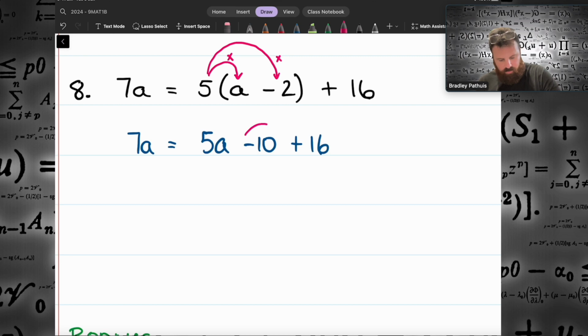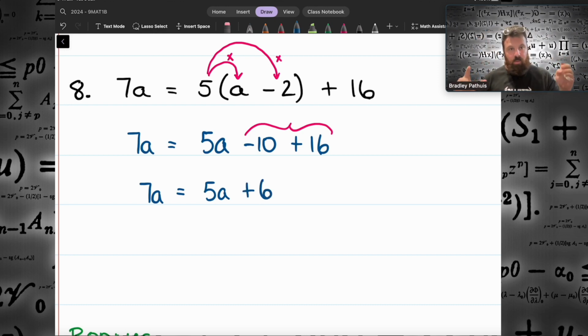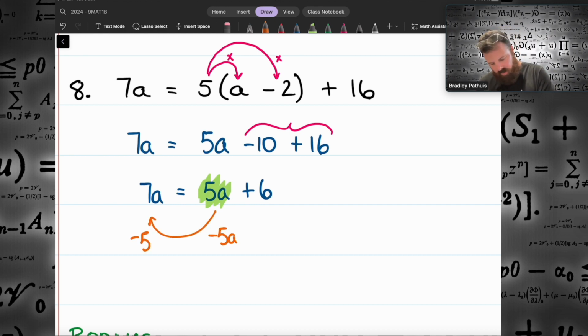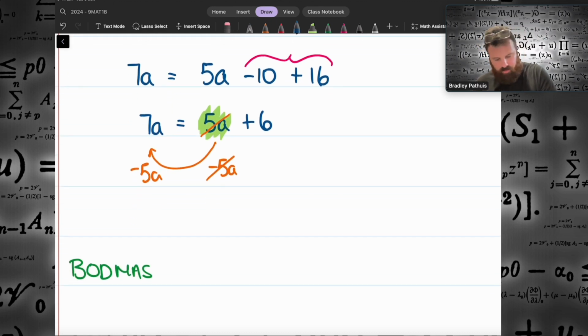And then I look, I can simplify those two together. -10 plus 16 gives me a number. So here I get 7A equals 5A plus 6 plus 6. Cool, I've simplified it. I've got the A out of the bracket. The lowest A there is 5A, so I'm going to move it across and take away 5A from both sides. So what we get left with down here is 2A equals 6.